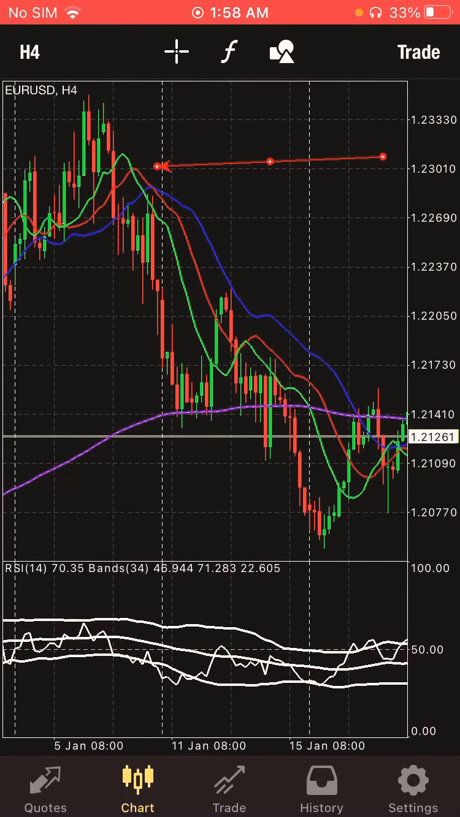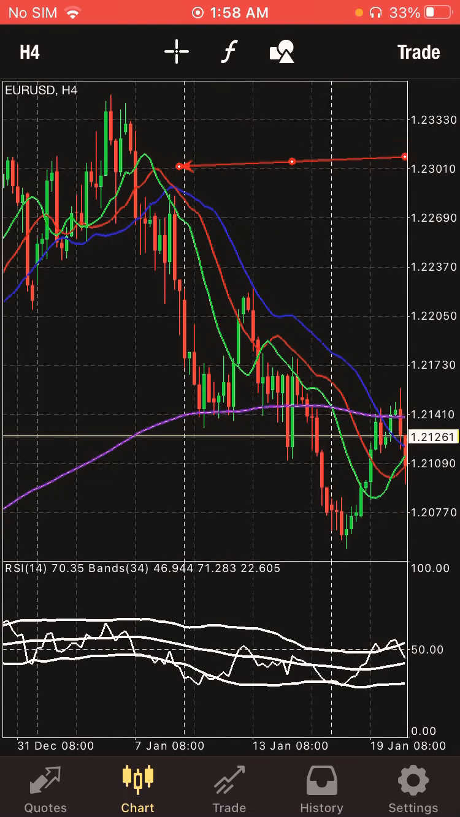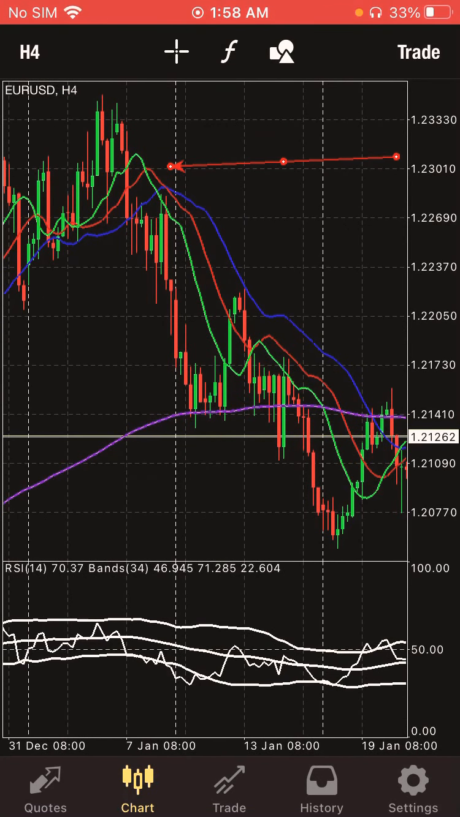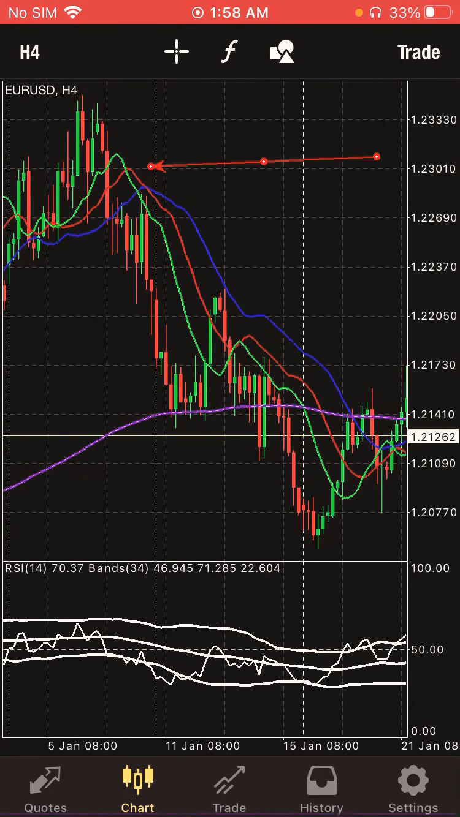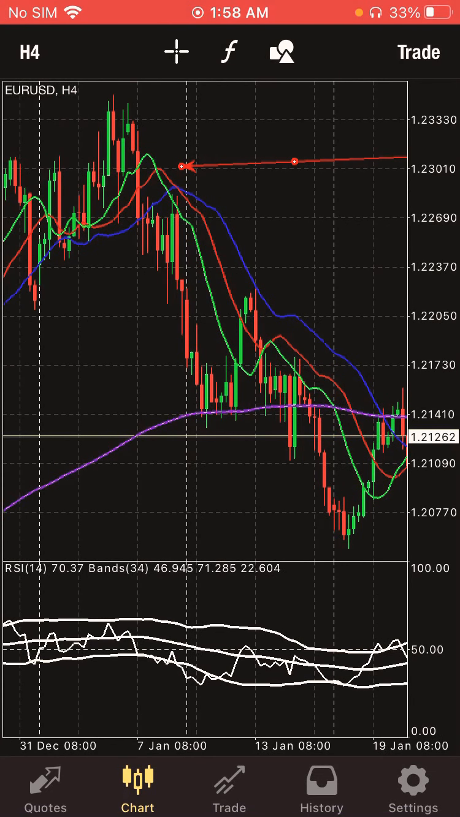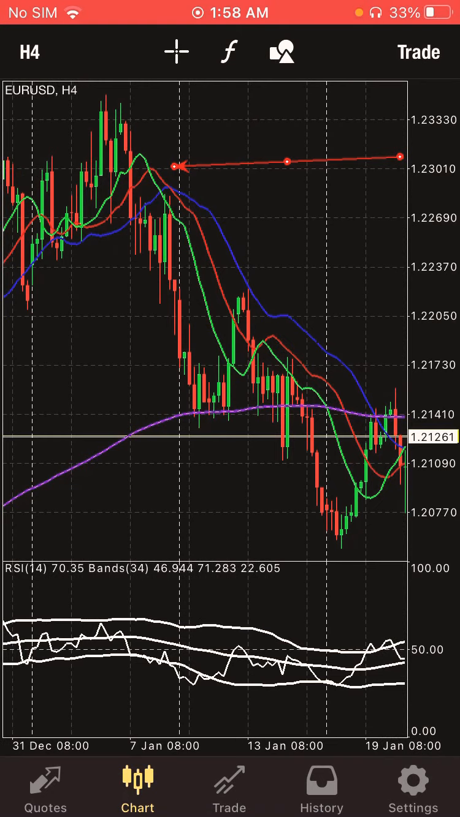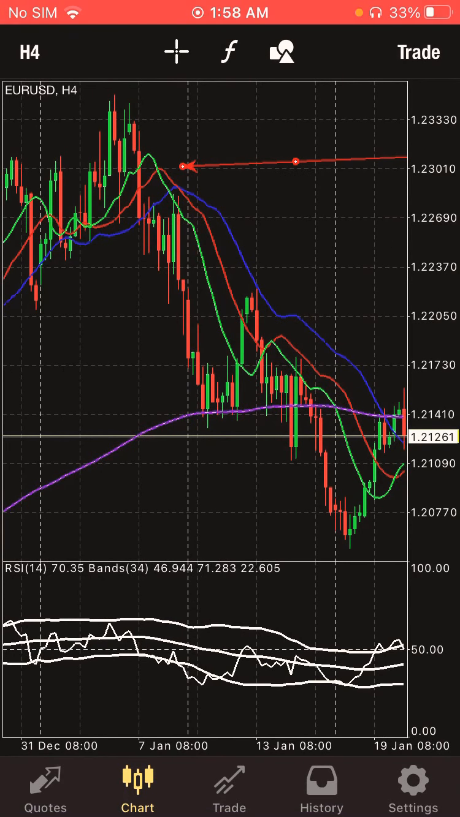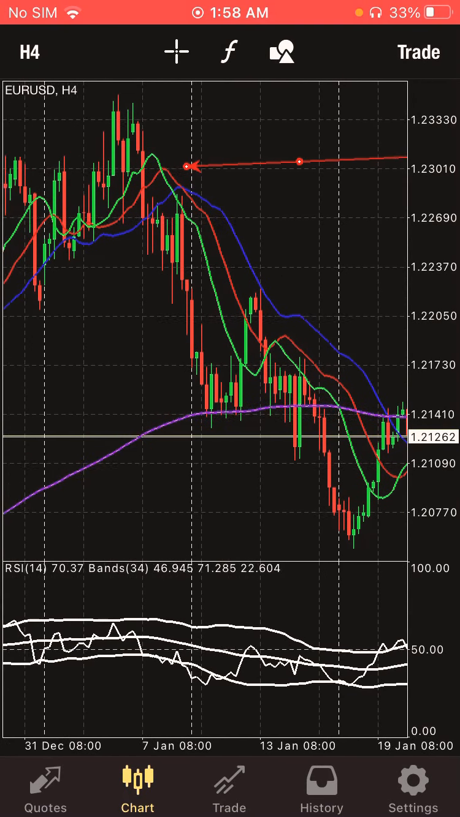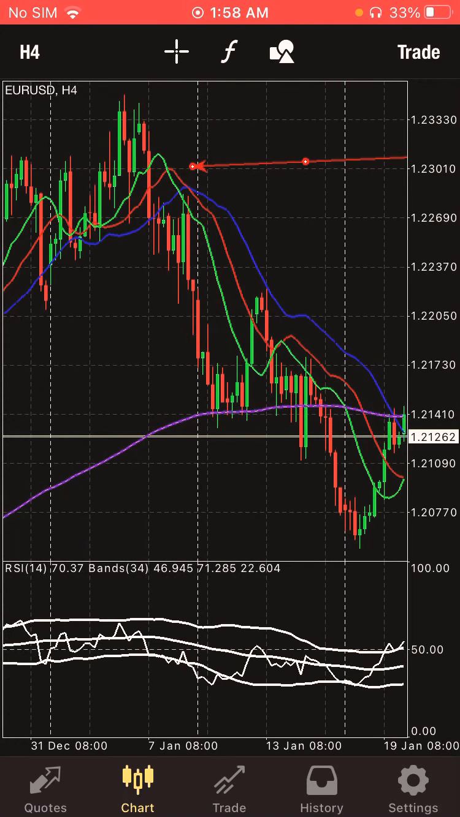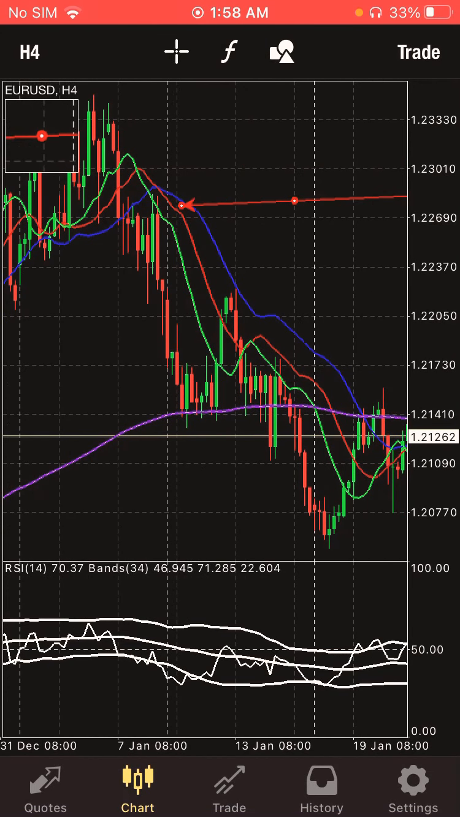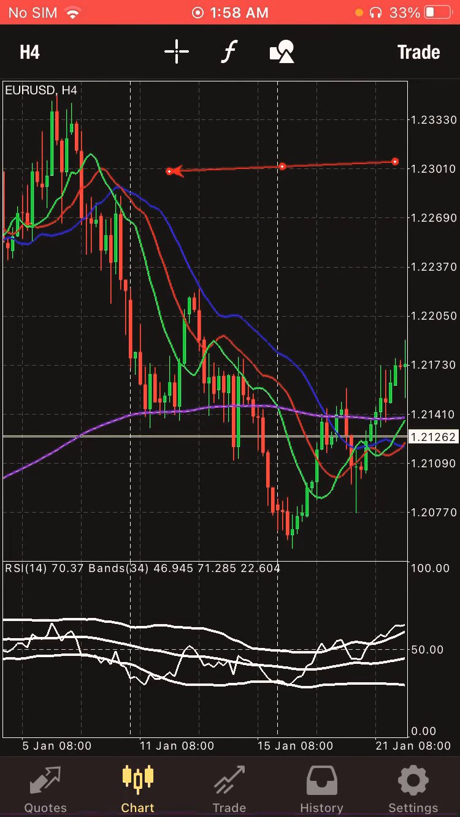And another thing, these green gators and this red gator also cross our blue. So that's another strong confluence that tells us that we're going to be going down, right? And same thing as uptrend, we can see that these candles are all below our gators. They're below all three lines. So we know that price is going to be going down, right?